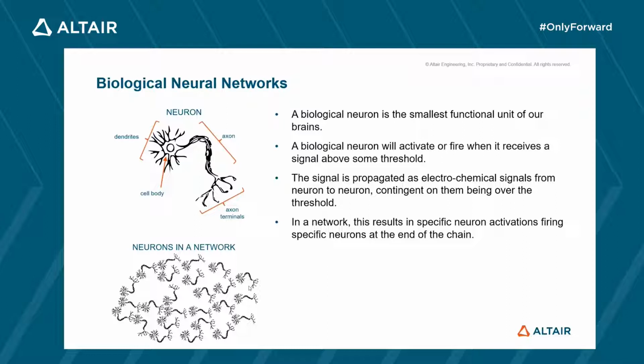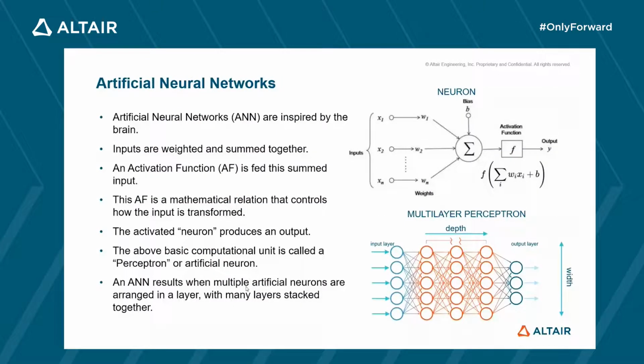So when we assemble this into a network, it results in a product where specific inputs activate specific outputs. If you can imagine yourself wanting to blink, the end result would be you blinking, or you wanting to move your arm, then the output would be you moving your arm. But it's the neurons that are responsible for this particular propagation. So analogous to this, we have artificial neural networks. They're inspired by our brain.